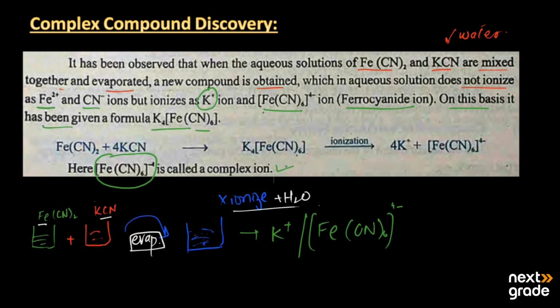So this was a simple discovery of the complex compounds, which was made by accident, by the addition of two different compounds that do not ionize to give the expected ions. In turn, they produce two different types of ions, which were identified later on. Likewise here, first of all, we add these two compounds, and this compound is formed. After ionization, they produce potassium ions and ferrocyanide ions. So this is a simple discovery of the complex compounds.